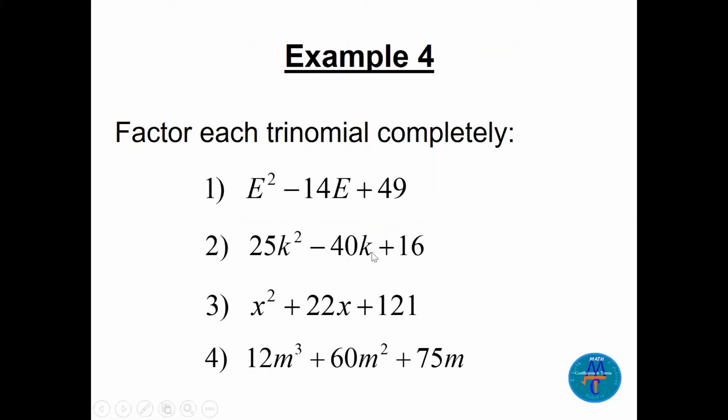25k squared minus 40k plus 16. Let's take one by one. Do you think the first one is perfect? How do you check? This one, take the square root, e. Take the square root, 7. 7 times e times 2. From where do we get the 2?